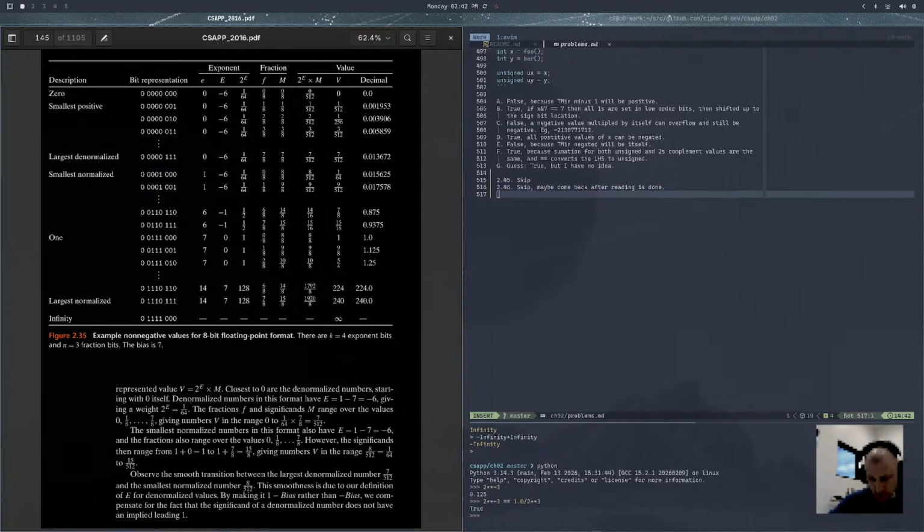Closest to 0 are the denormalized numbers. Starting with 0 itself, denormalized numbers in this format have E = 1 - 7 = -6, giving a weight of 2^E = 1/64. The fractions f and significands M range over the values given, giving numbers V in the range of so and so. Okay. Example non-negative values for 8-bit floating point format.